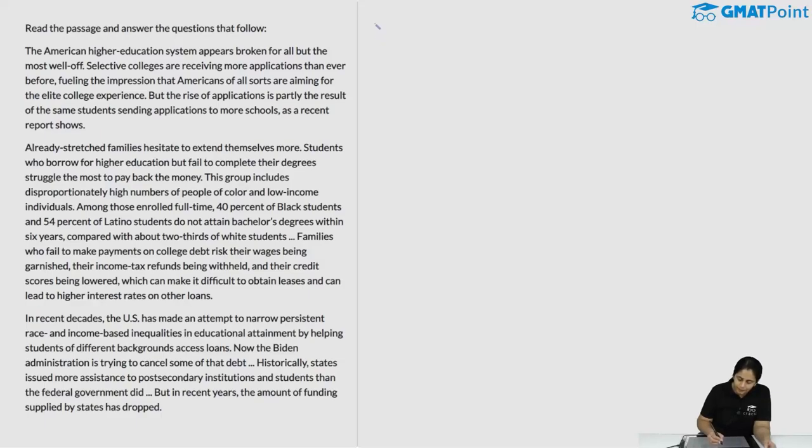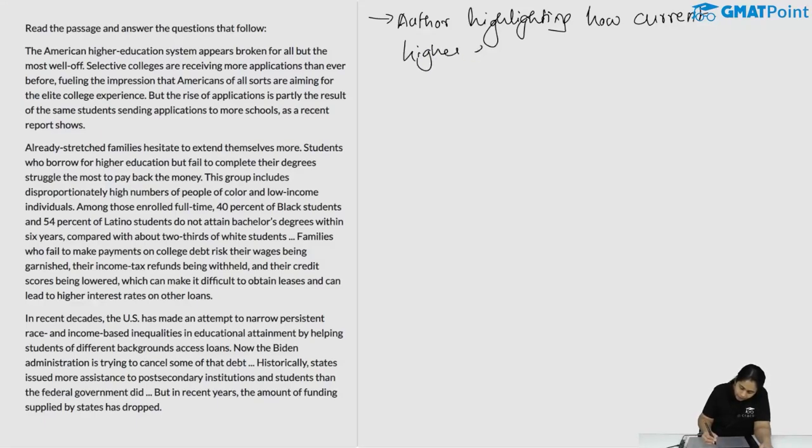So basically, the author is highlighting that there is an issue with the American higher education system. The rise in applications should not fool one into thinking that things are going well and people are applying for a higher education. There is something seriously wrong with it. So author highlighting how current higher ed system is broken.